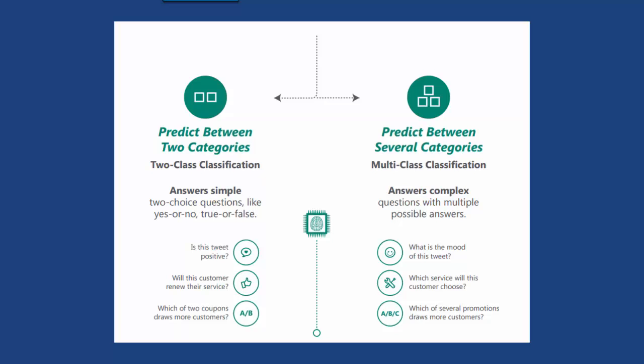For example, what is the mood of this particular tweet? You can have 4 or 5 different kinds of moods. You can be happy, sad, neutral, elated, or disgusted. So there are 5 different classes you want to predict. That's when you want to use a multi-class algorithm.